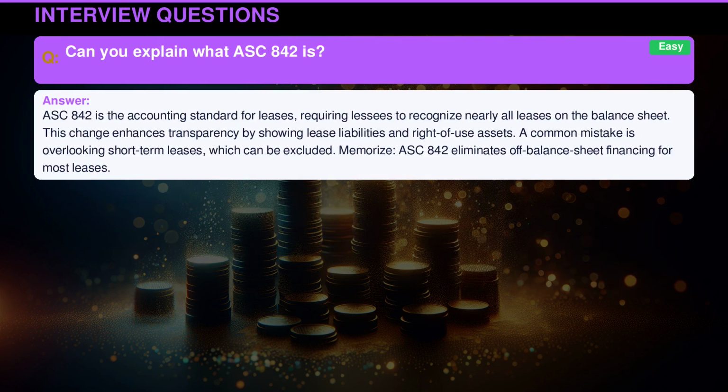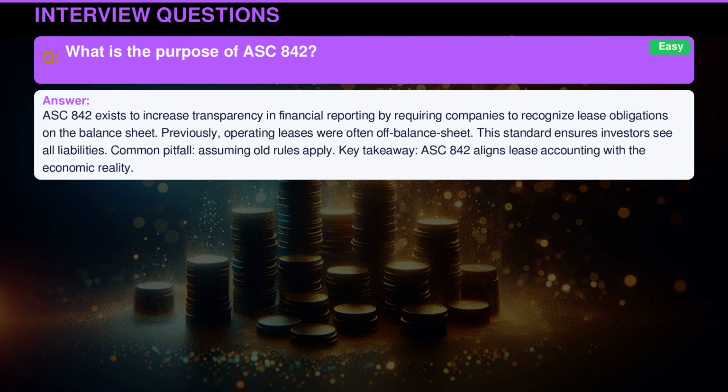ASC 842 is the accounting standard for leases, requiring lessees to recognize nearly all leases on the balance sheet. This change enhances transparency by showing lease liabilities and right-of-use assets. A common mistake is overlooking short-term leases, which can be excluded. Memorize: ASC 842 eliminates off-balance sheet financing for most leases.